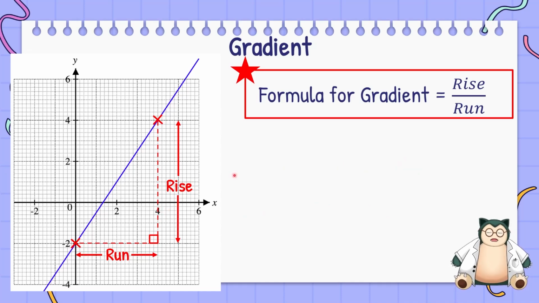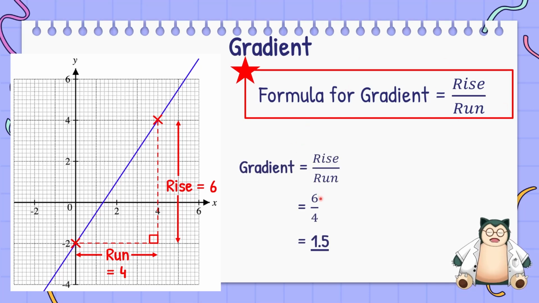Piecing these two pieces of information together, we get a run of 4 units, because our horizontal line starts from an x value of 0 and goes to the x value of 4. So it's just 4 units. And for our rise, we start off with a y value of -2 and we rise up all the way to the y value of 4. So from -2 to 4, we get a rise of 6 units. Using this, we substitute back into our formula for gradient and get 6 over 4, which gives us 1.5.